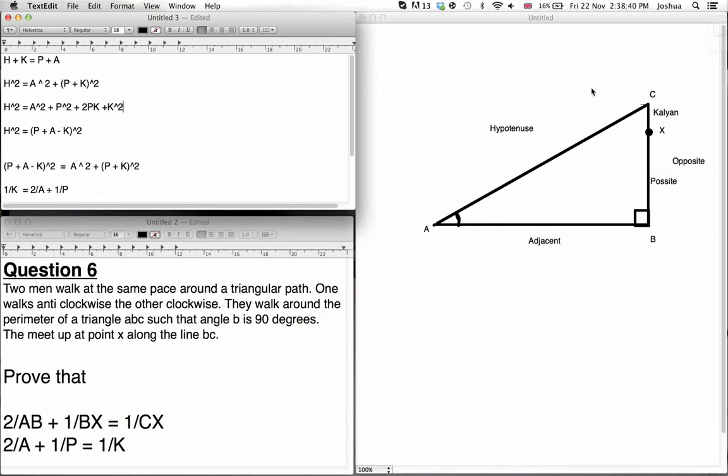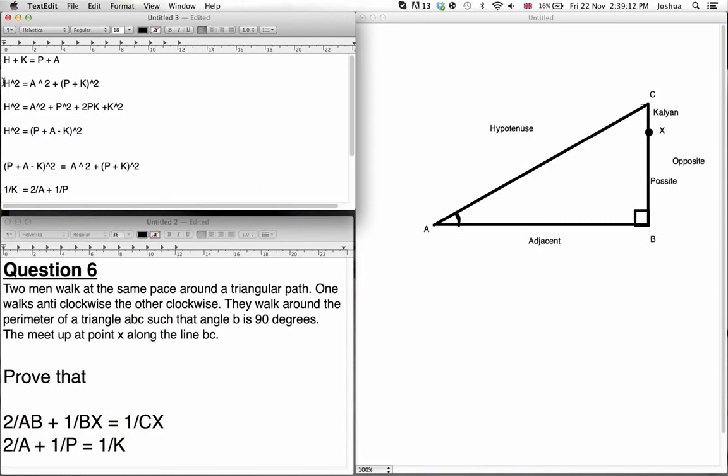Okay, so we have 2 men walk at the same pace around a triangle path. One walks anti-clockwise, the other walks clockwise, around the perimeter such that angle B is 90 degrees, to meet up at point X. So we label this H, this K, this P, and this A. And we know that we got 2 equations from this. H plus K is equal to P plus A, because this plus this must be the same distance as this plus this.